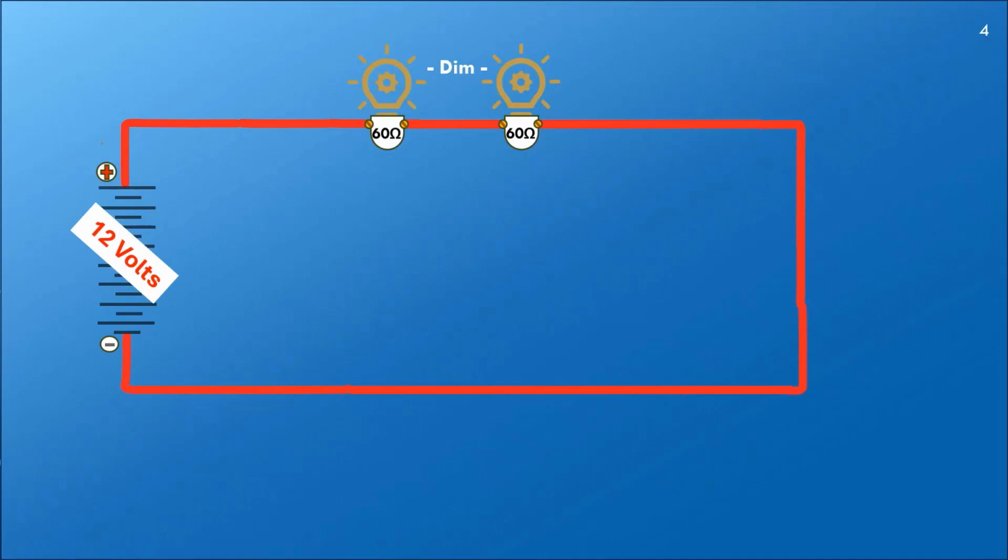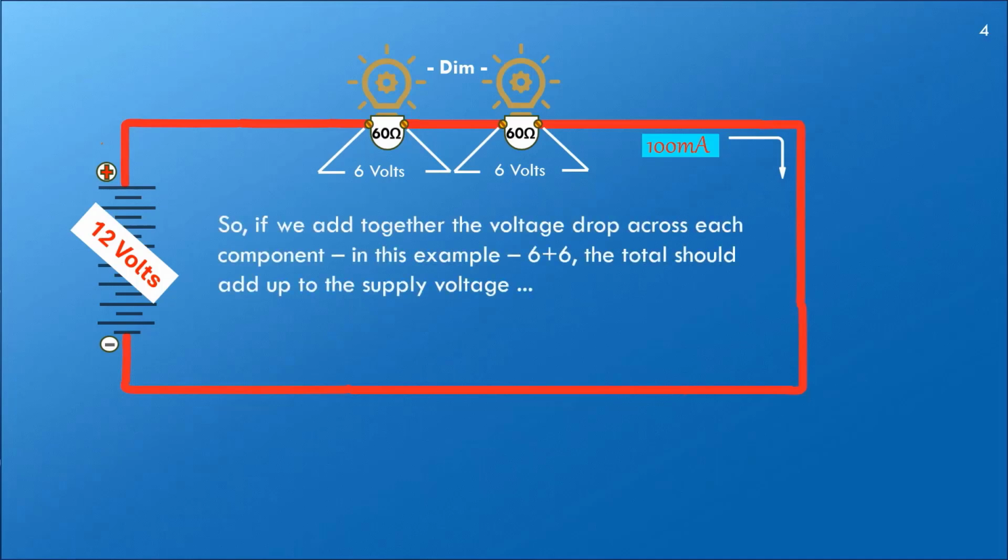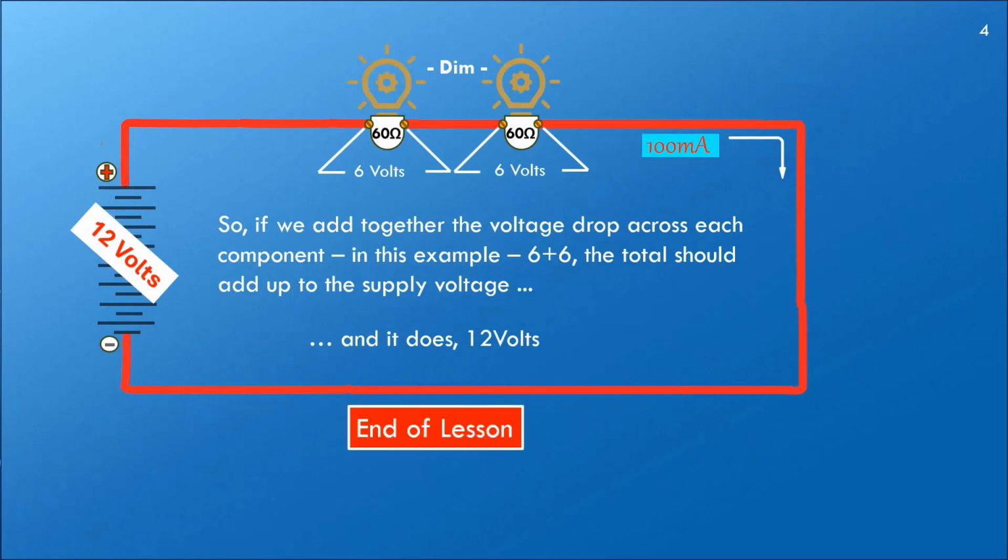This is because there was previously 200 milliamps in this circuit. Now there is only 100 milliamps and only 6 volts across each bulb. This ties in with Kirchhoff's law. So if we add together the voltage drop across each component, in this example it is 6 plus 6, the total should add up to the supply voltage. And it does, 12 volts. End of lesson.